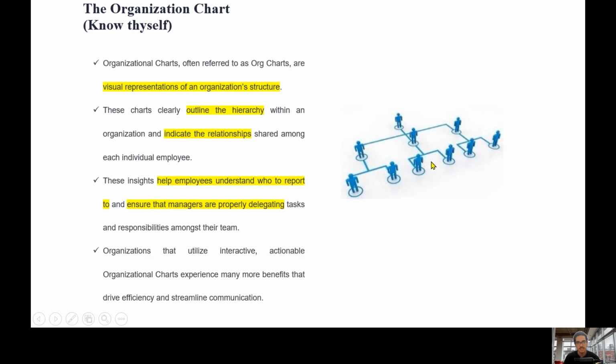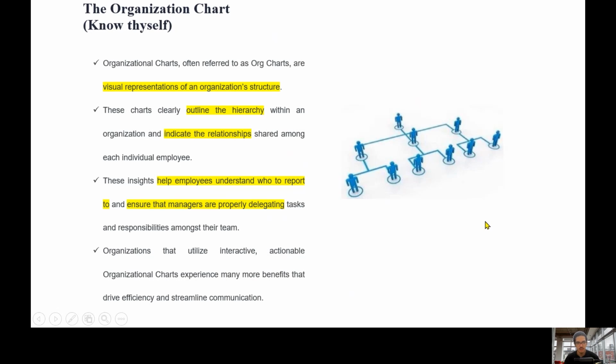So the hierarchy here is that you know your place in the company. This chart gives you an idea of who to report to, or who reports to you, when something goes wrong or when simply performing tasks. This also makes sure that managers are properly delegating tasks and that responsibilities are shared among the respective teams. So think of the organization chart as a way to organize the people in the company or institution.